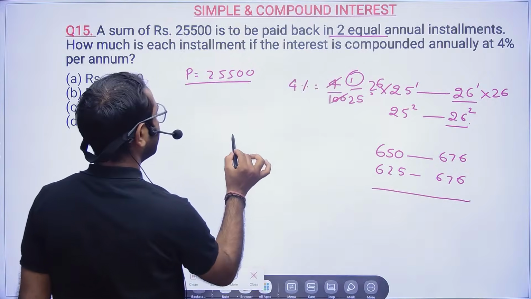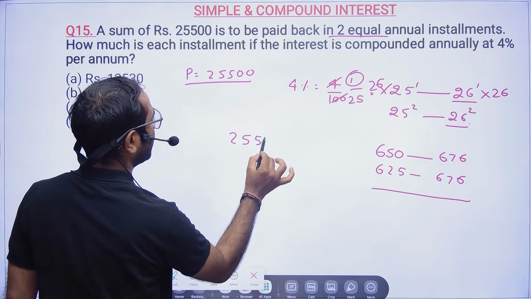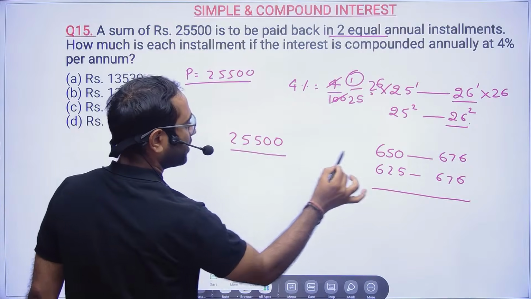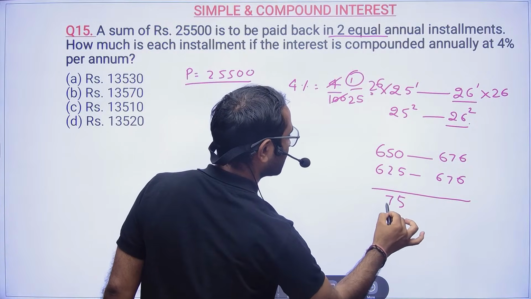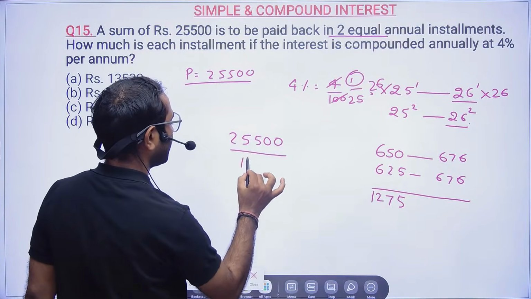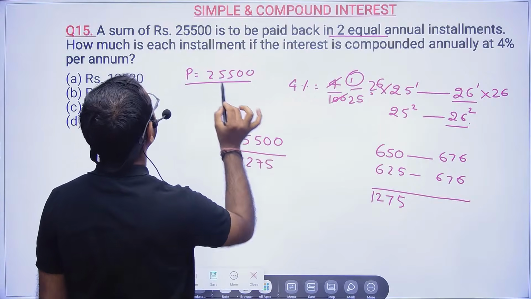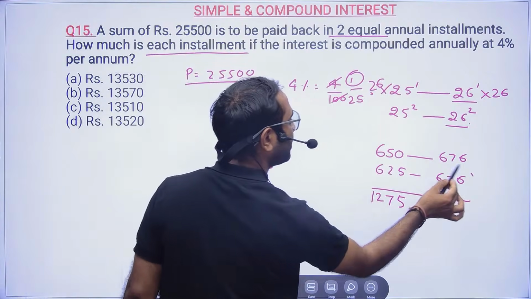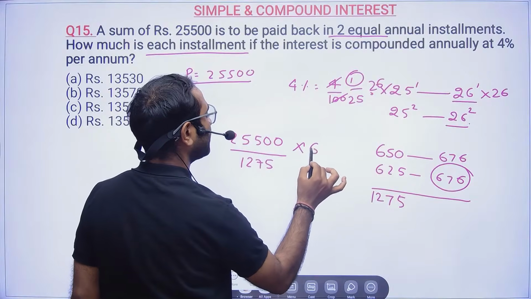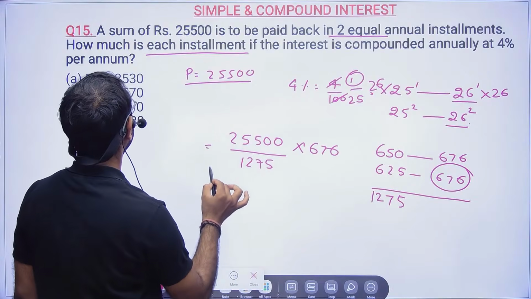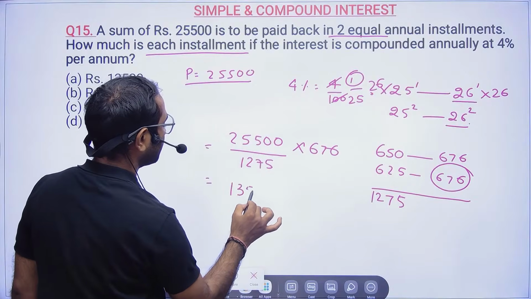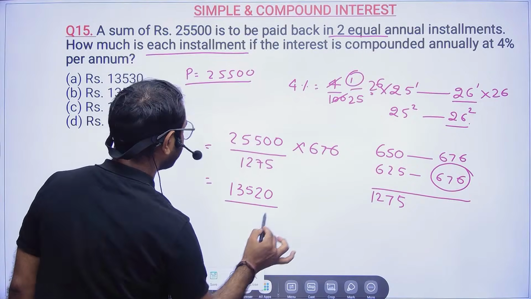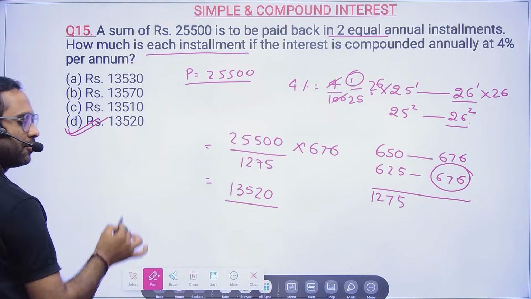Now what is given? Principal is given, so I need principal. So principal is what, sir? 25500. What do I need to calculate? Sir, I need to calculate each installment. Each installment is of 676. If you calculate, you will be getting 13,520. Option D will be the correct answer.